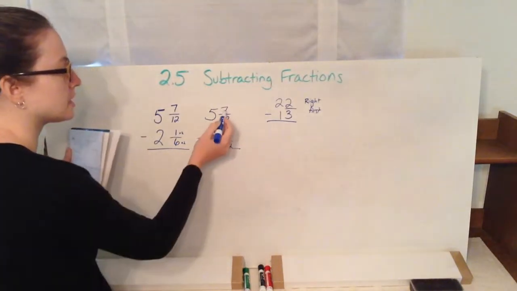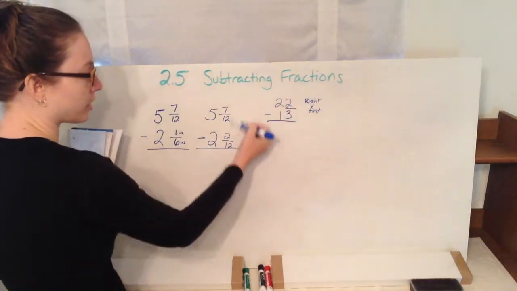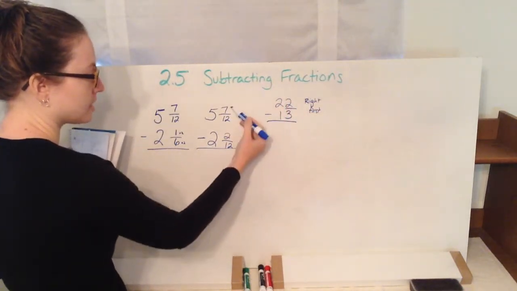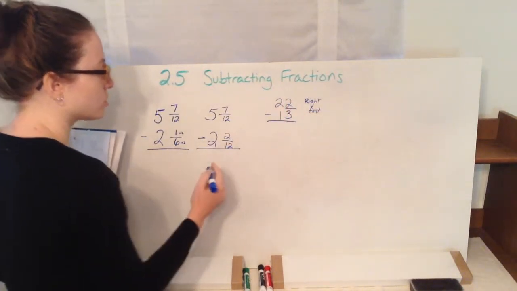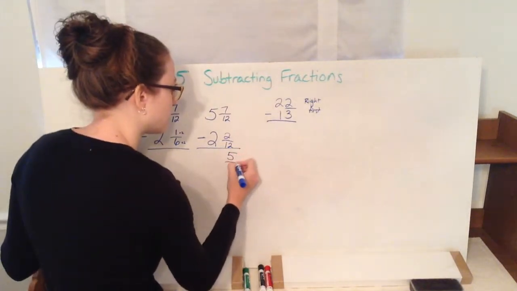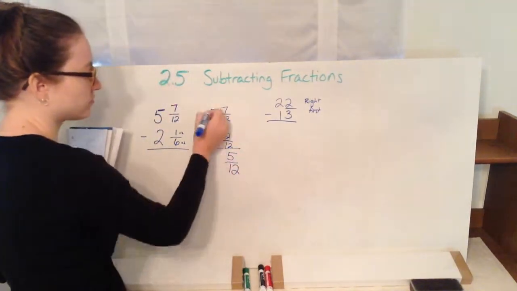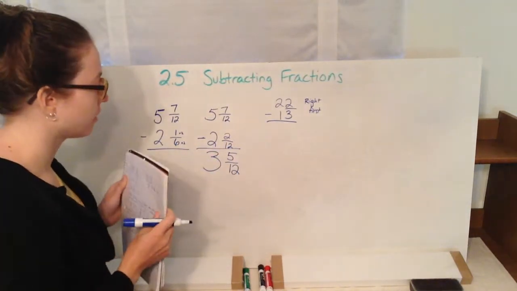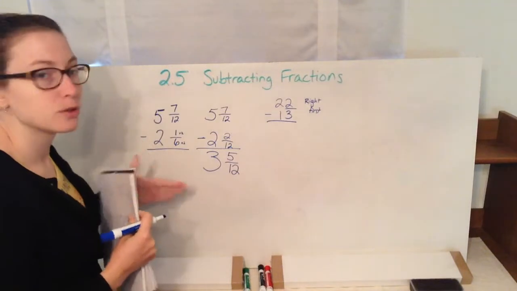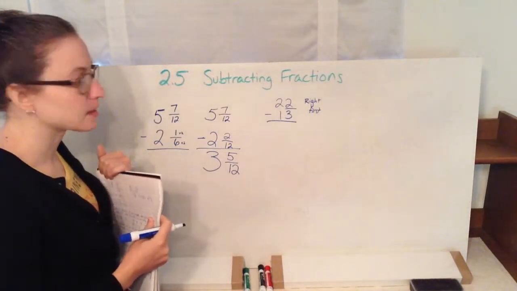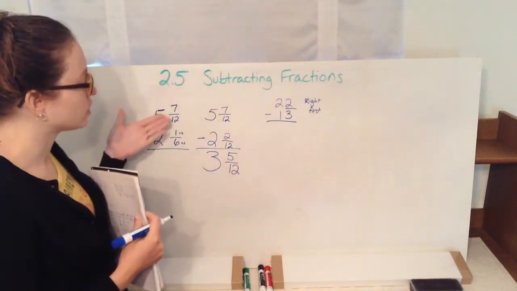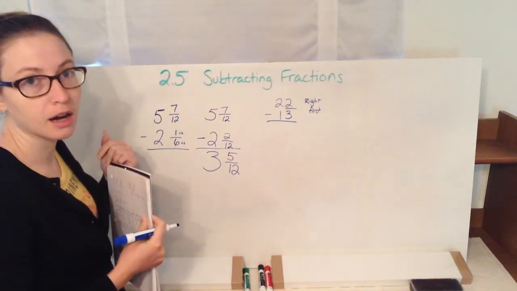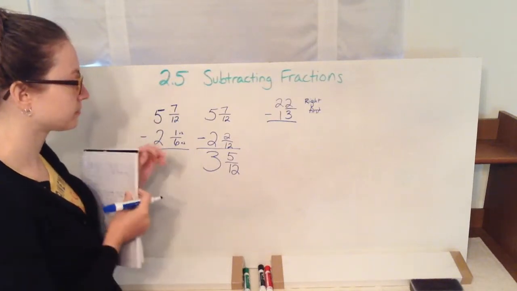Okay? And we always start on the right, so we're going to start with the fractions. 7/12 minus 2/12 is 5/12. 5 minus 2 is 3. Okay? So that's the most basic form of a mixed number subtraction. We had to change the denominators but not borrow or anything like that.